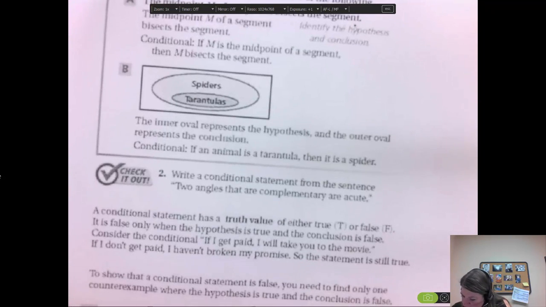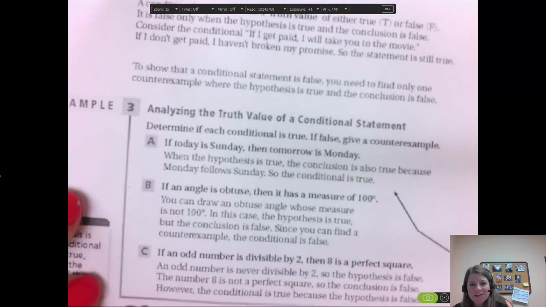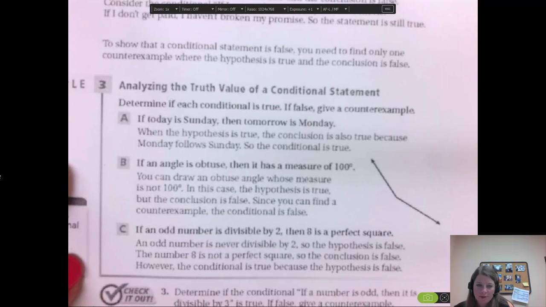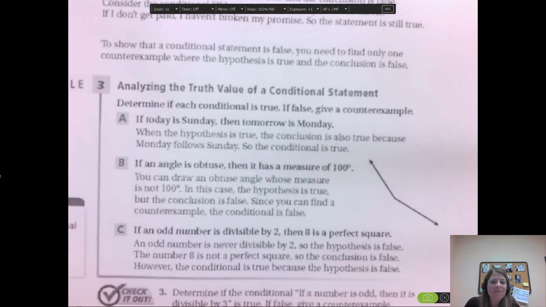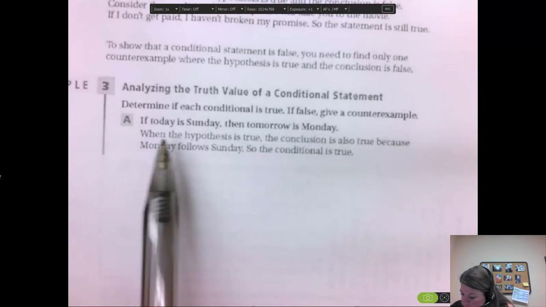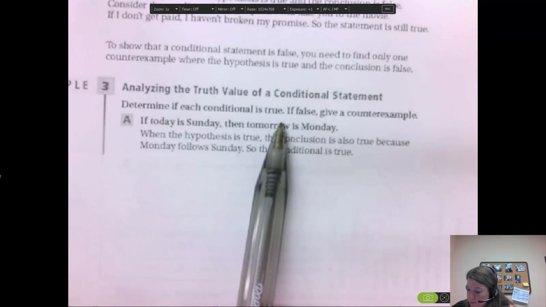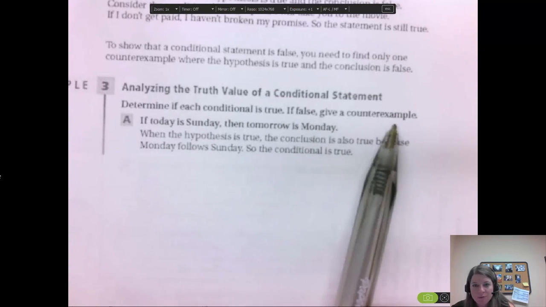So that's one thing you might have to do. You might also have to analyze, and analyze is probably the one that people will struggle with the most. You have to decide if something is true, and you can come up with a counterexample that would make it not true, like we learned in 2.1. So let's look at this first one. Determine if the conditional is true. If false, give a counterexample.